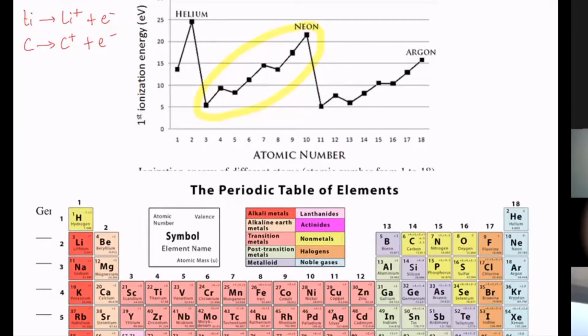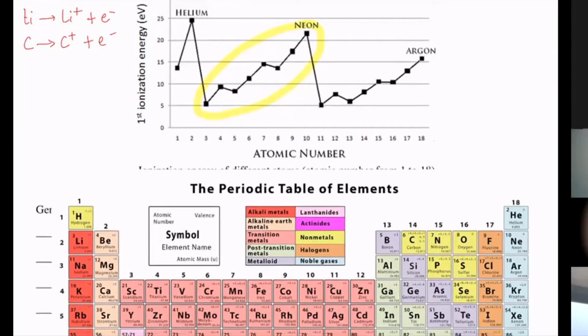Down the group, the ionization energy is lower. Yeah, okay, so the ionization energy decreases down the group. That's the first trend you need to jot down. Right, and what's the reason for that? Why does the first ionization energy decrease down the group?